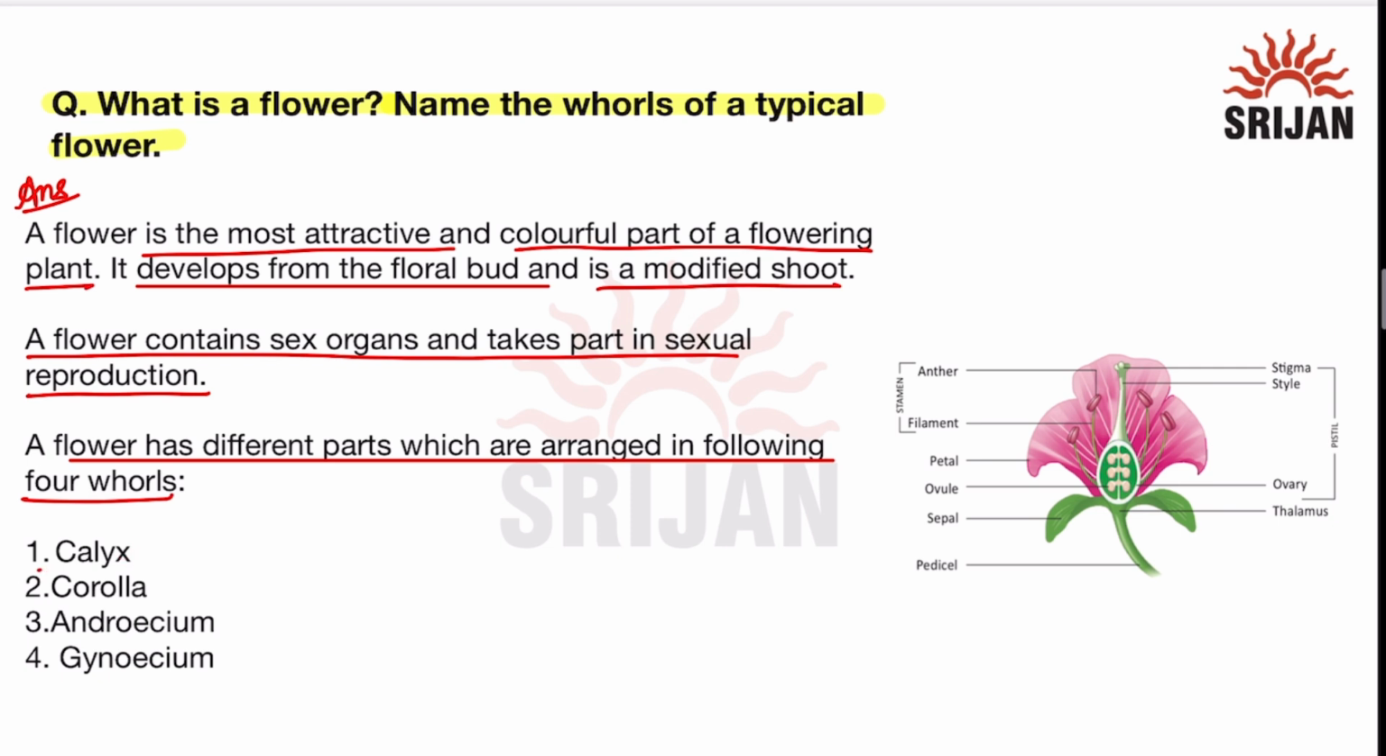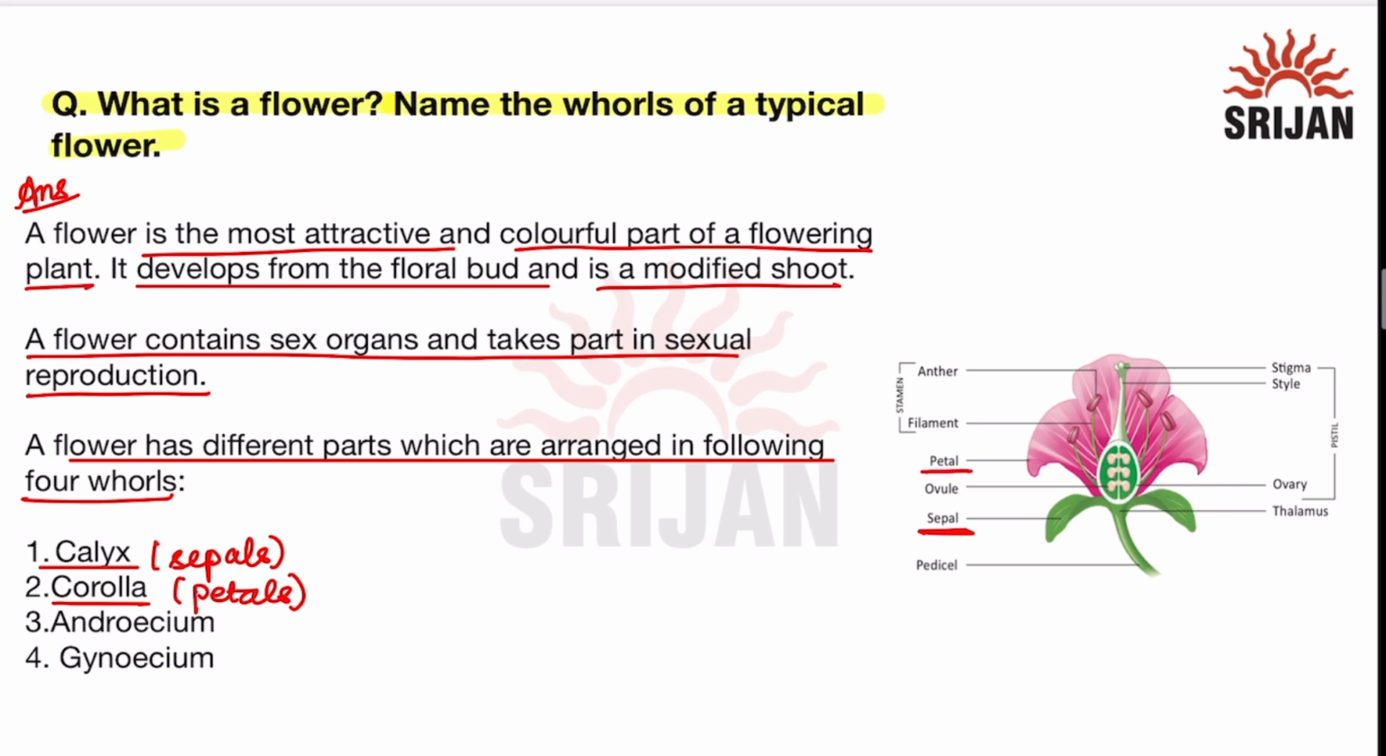First whorl is calyx, which is made up of a group of sepals. As we can see in this figure, which shows different parts of a flower, we can see this green structure which is known as sepal. A group of sepals make the calyx. Now second is corolla. Corolla is made up of a group of petals. We can see the petal here.